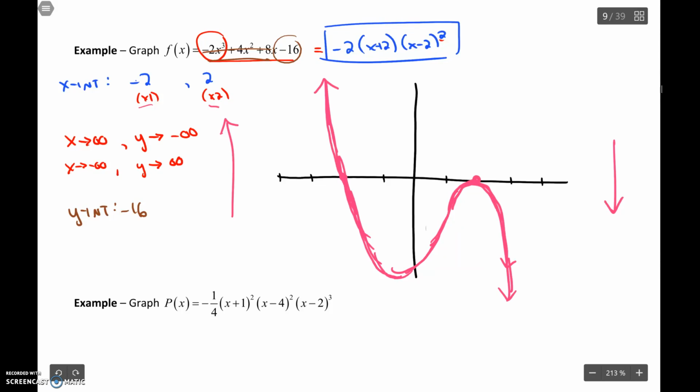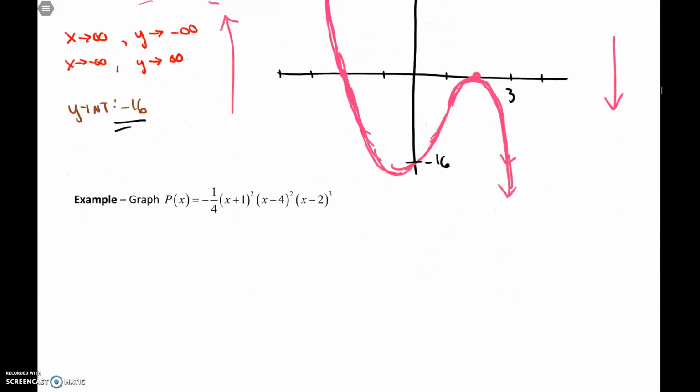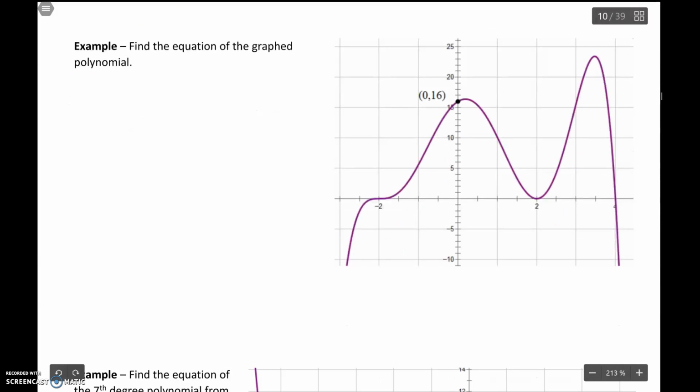Okay? And now, let's lock in our y-intercept. This is -16. Okay? And if you wanted to, you could graph that on the calculator, see how good it is or how well it looks, but that's good enough. Okay? Did this one in class.